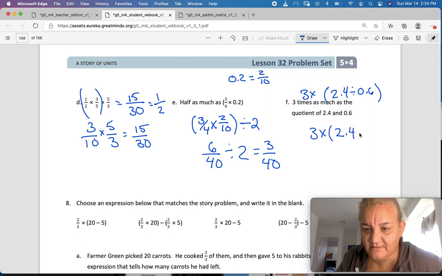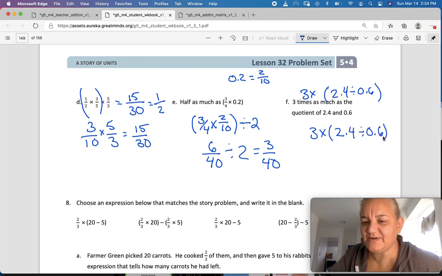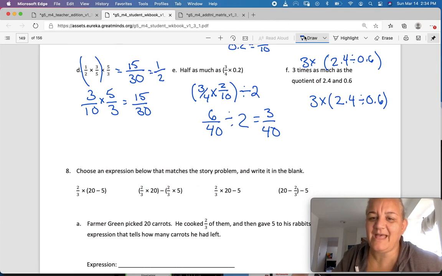Be careful. So anything inside parentheses goes first. And I'm actually going to rewrite that as a decimal. Okay. Do you see how I did that? So 24 divided by 6 equals 4. And now I just have 3 times 4, so I have to bring that down, equals 12.